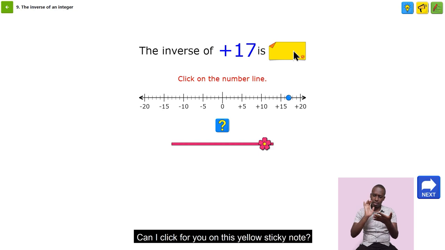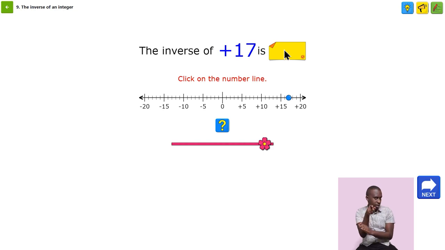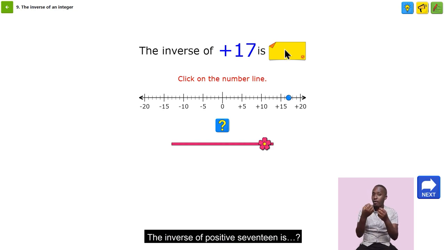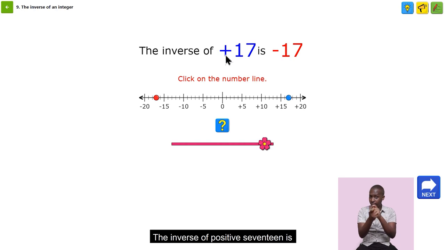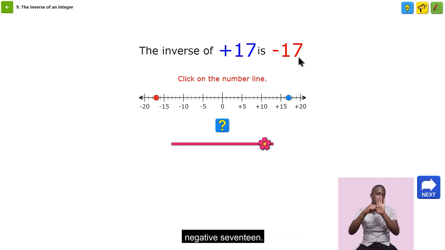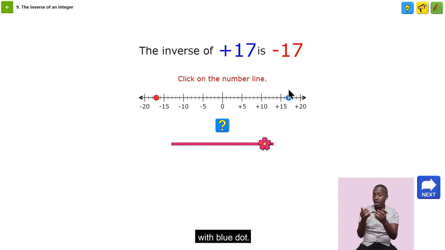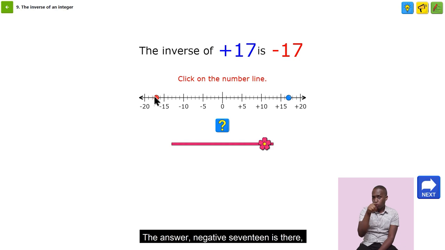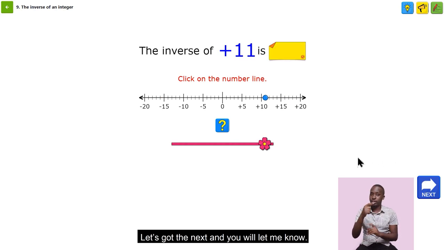Can I click for you on this yellow sticky note? The answer is maybe hidden there. The inverse of positive 17 is... Wow! Can you read? The inverse of positive 17 is negative 17. Have you seen the concept of the inverse? Our number positive 17 is there with a blue dot. The answer negative 17 is there with the red dot. Did you catch something? Good. Let's go to next and you will let me know.